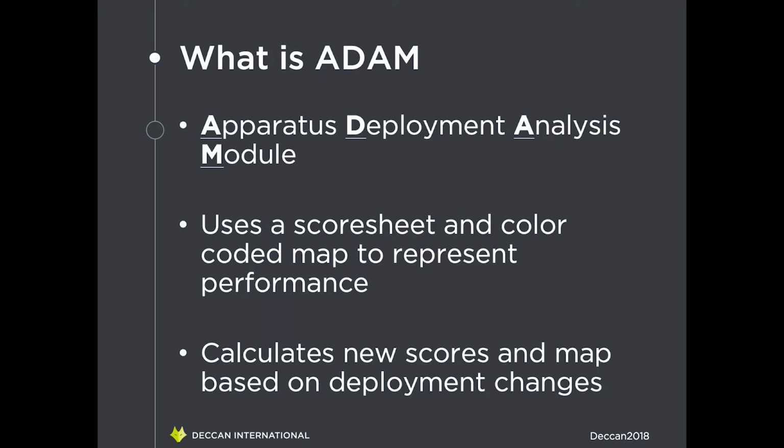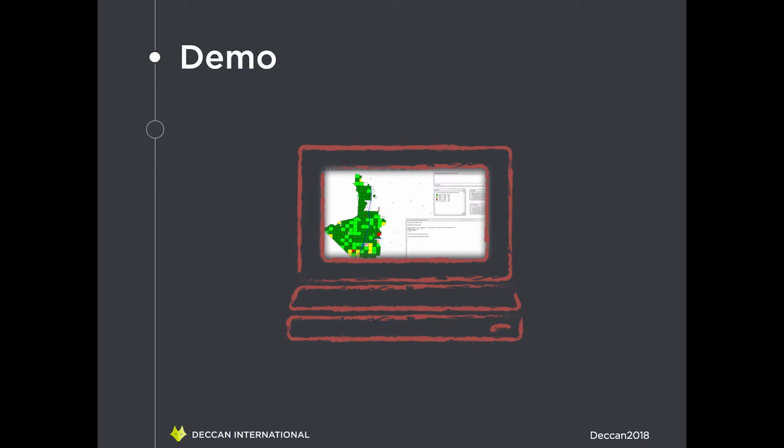Atom stands for Apparatus Deployment and Analysis Module, and it allows you to, via a score sheet and a color-coded map, represent your performance across your service area or certain parts of your service area. It allows you to do what-if calculations, so that if you say, what if I do this, it will calculate and give you new scores and a new color-coded map. And I will go to a quick demonstration here.